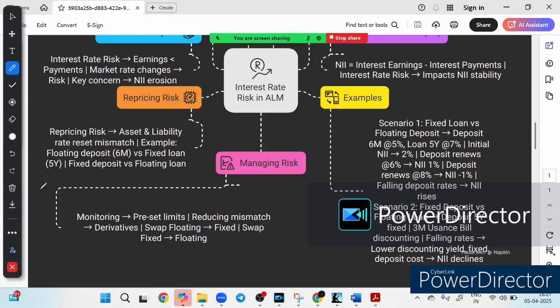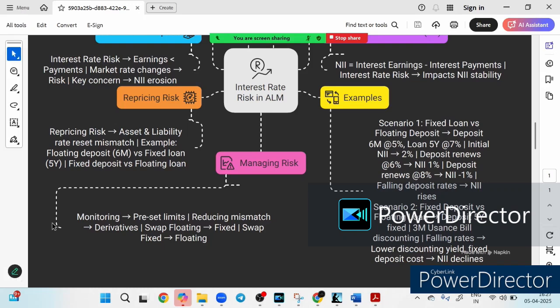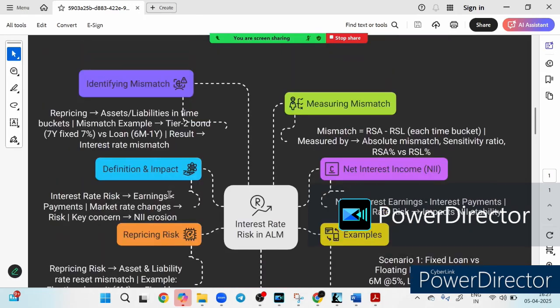So friends, interest rate risk is a game changer in banking. If not managed well, it can shrink profit and cause financial instability. But with a proper ALM strategy, banks ensure they stay profitable no matter how interest rates might move. So friends, I hope this particular table helps you understand each and every aspect.